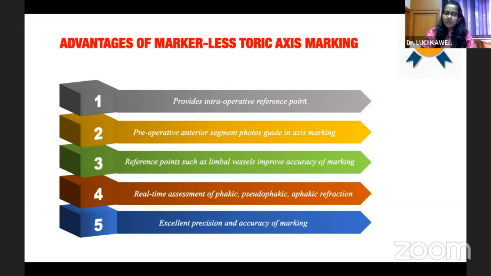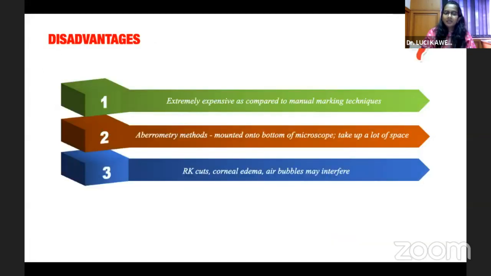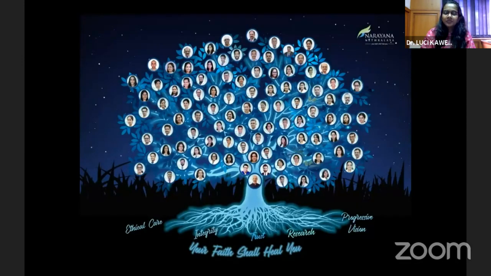It uses a good reference mark for accuracy. It gives you real-time assessment. However, these equipments are extremely costly compared to manual marking techniques. In cases of RK cuts or corneal edema, they might interfere with your view. But then as our surgeries are evolving, we need to evolve with time to give the best for our patients. Thank you.